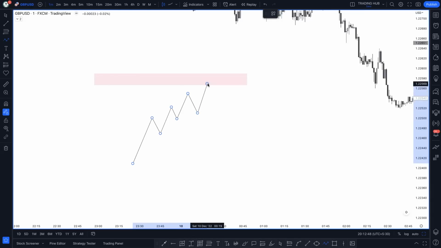Once price has taken out the inducement and tapped your POI, then you have to wait for a change of character. The first change of character is here. If price gives you this change of character, then in a lower time frame you wait for the change of character here as well. Let me show you exactly. Taking out this inducement, then you can sell here.